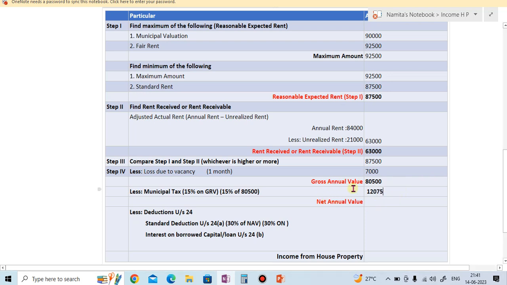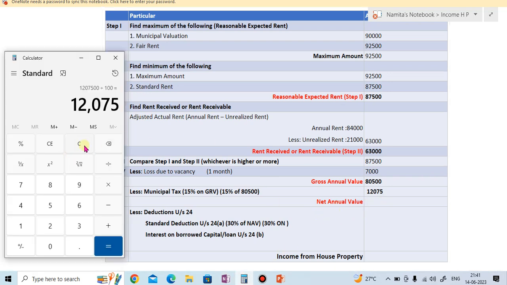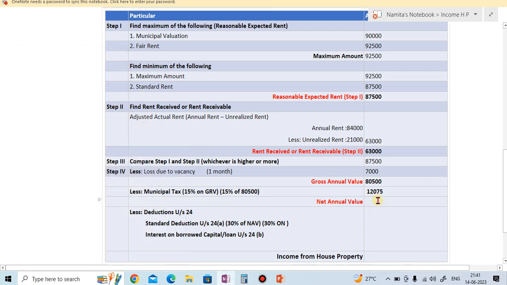Now from gross annual value less municipal tax, that is 80,500 minus 12,075, we will get the net annual value. So 80,500 minus 12,075, we get 68,425. So 68,425 is our net annual value.